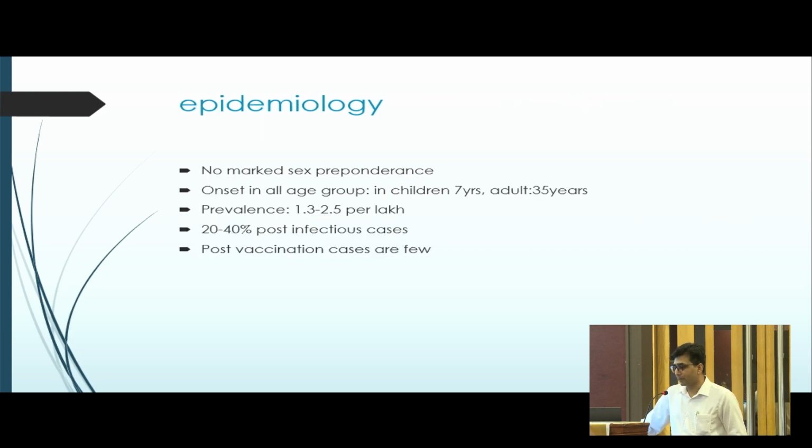There is no marked sex preponderance. Males and females are equally affected. Onset occurs in both age groups, children as well as adults. And 20 to 40% of cases are post-infectious, and rarely there are post-vaccination cases.